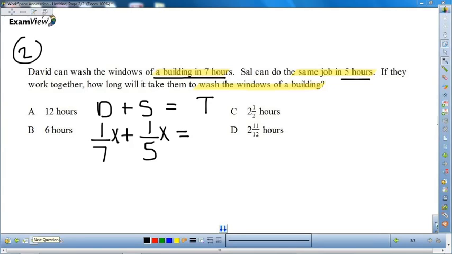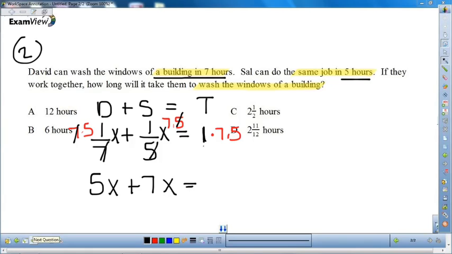And then together, we want to know how long it would take them to do 1 job. So notice that our denominators are 7 and 5, so we're going to multiply everything by 7 and 5. So my 7's cancel, and I'm left with 5x. Here my 5's cancel, I'm left with 7x. And then 1 times 7 times 5 is 35.